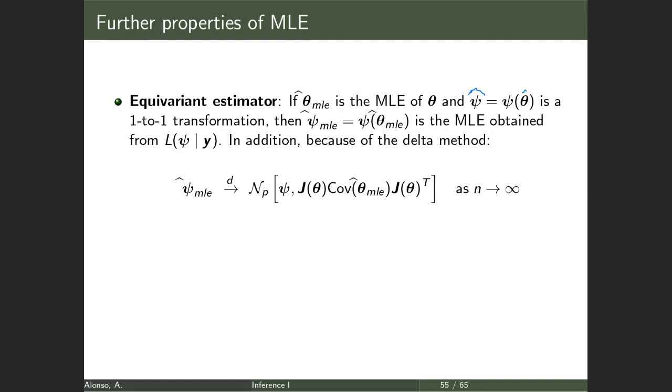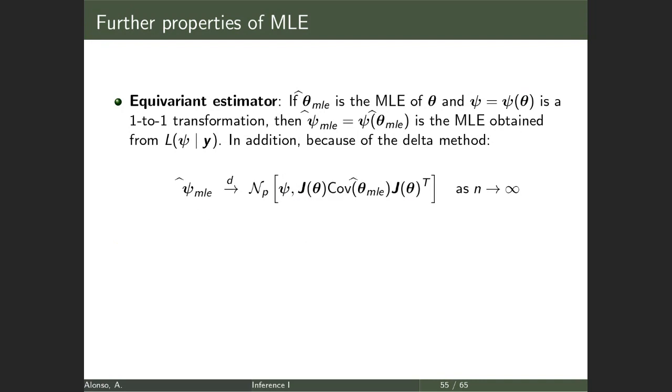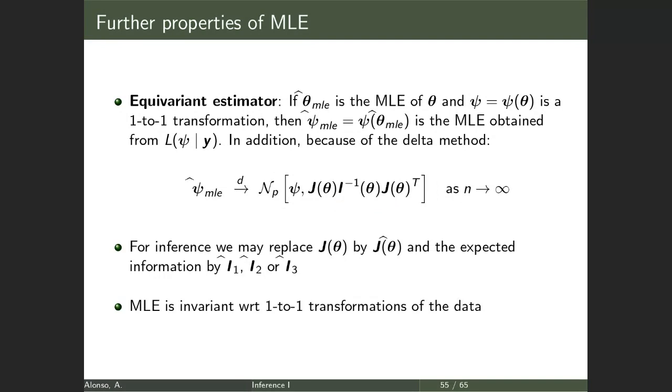Using the delta method, the maximum likelihood estimator of psi would also be asymptotically normal, with a variance-covariance matrix given by the Jacobian times the covariance matrix of the maximum likelihood estimator of theta times the transpose of the Jacobian. Taking into account that, asymptotically, the covariance matrix of the maximum likelihood estimator is the inverse of the Fisher information, you get this expression here.